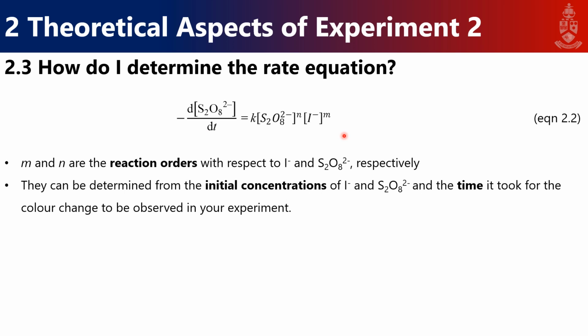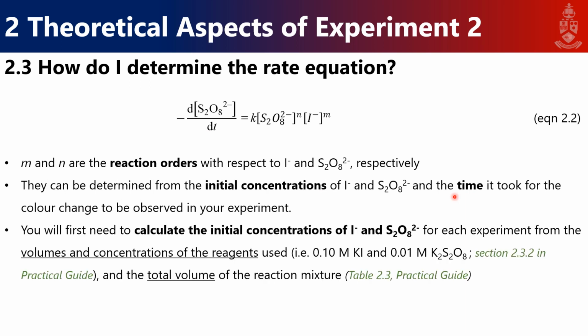So how do I determine the rate equation? The rate equation is given here from your practical guide as equation 2.2. You need to experimentally determine the values of m and n in this expression, and that will give you your rate equation. m and n are called the reaction orders with respect to the two reactants, and they can be determined from the initial concentrations of the reactants combined with the time it took for the color change to be observed in your experiment. I'm going to show you an example of how to do that on the next slides.